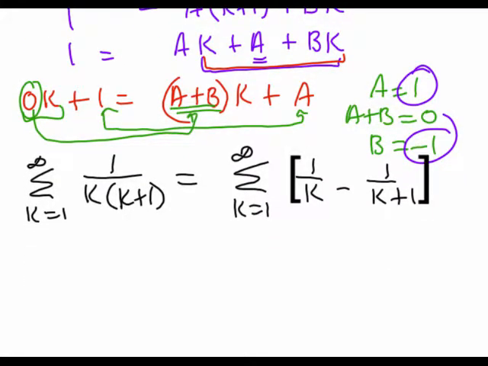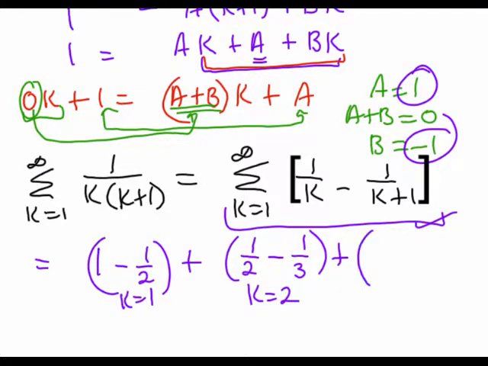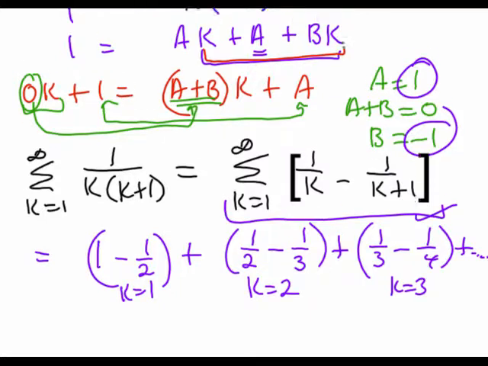Well, what we're going to do now is write out the terms of the series using this form of our expression. So here we go. If k is 1, our first term would be 1 minus 1 over 2. If k was 2, our next term would be a half minus a third. And our next term would be a third minus a quarter. That would be if k is 3. And this is going to go on endlessly. Now I think you can see what's going to happen here.